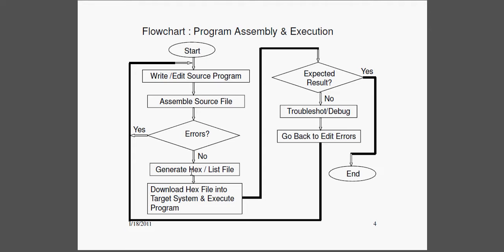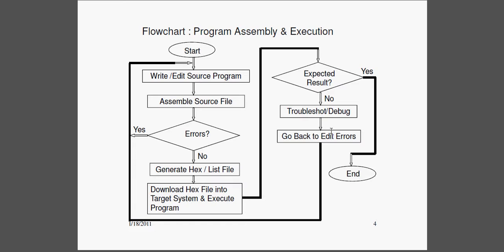And then as you download the file onto the 8085, you check whether you are getting the expected result or not. I mean, you program the 8085 to do a certain function, and then you have to check whether the function that you expect is what you are getting. If you are not getting what you expect, then you have to go through a process we call debug.